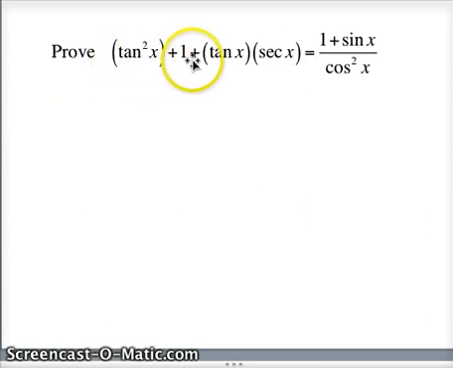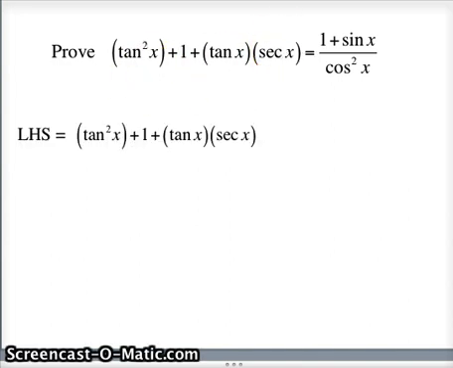Tangent squared x plus 1 plus tan x sec x is 1 plus sine x over cos squared x. You want to start with the side that is more complicated. The left-hand side seems more complicated. So we're going to look at the left-hand side, tan squared x plus 1 plus tan x sec x. Well, what do we know? 1 plus tangent squared x is secant squared x. That we just proved earlier.